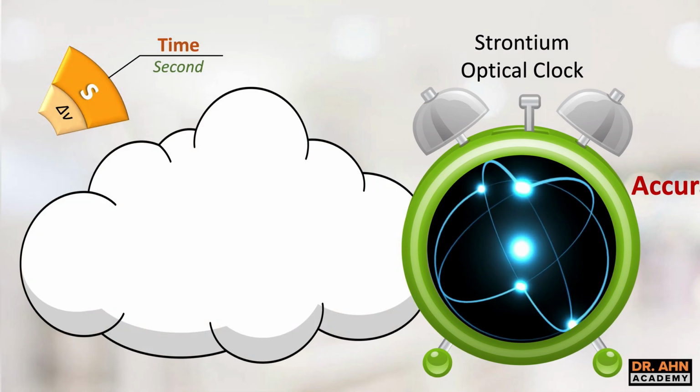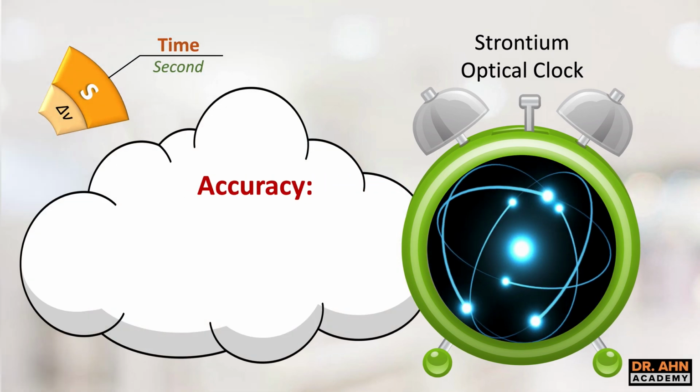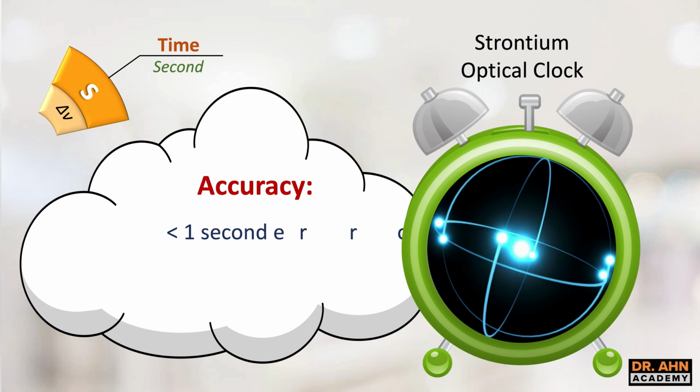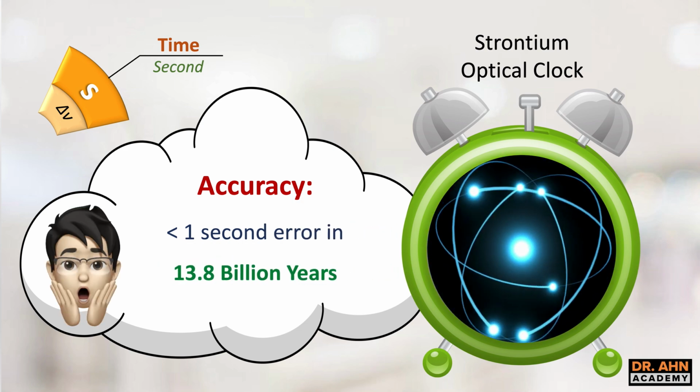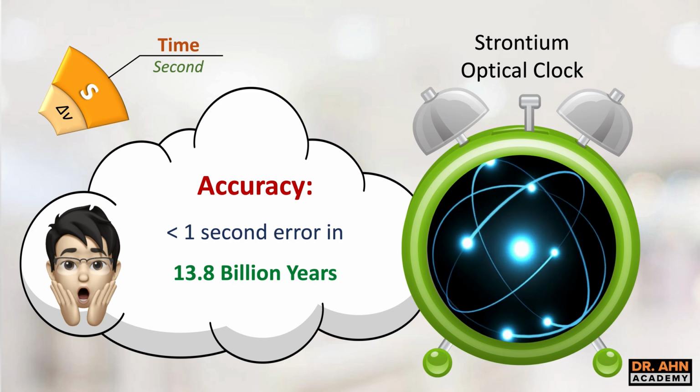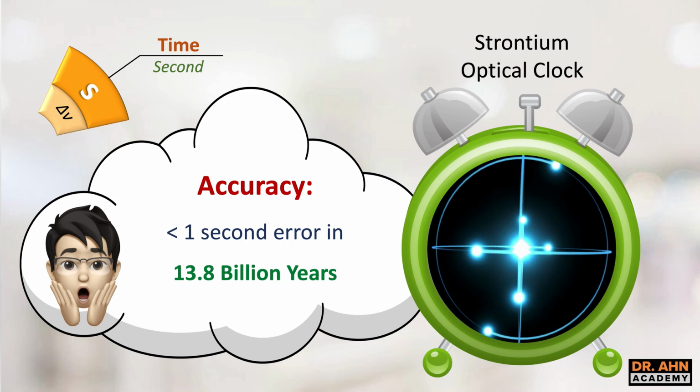Now, how accurate is this future optical clock? Are you ready? You will have less than 1 second error in 13.8 billion years. That's almost time from Big Bang until now, according to scientists.